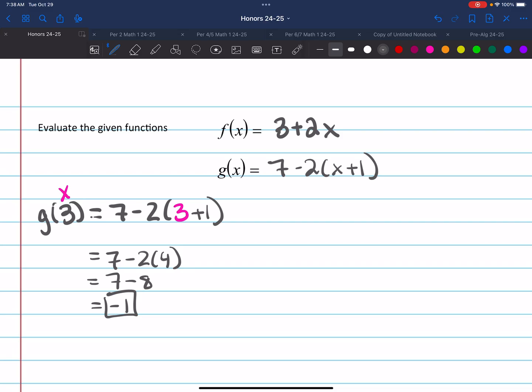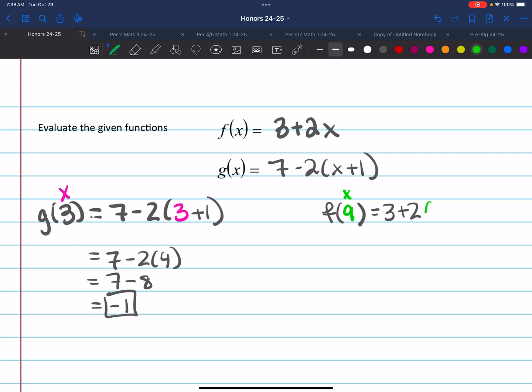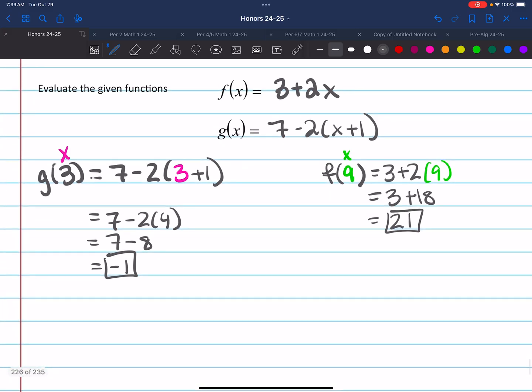What if I do f of 9, right? So that means that all my x values in my f equation here, I'm going to replace with the number 9. So we got 3 plus 2 times 9. Do my evaluating skills. 3 plus 18 equals 21. So there's that one, okay?